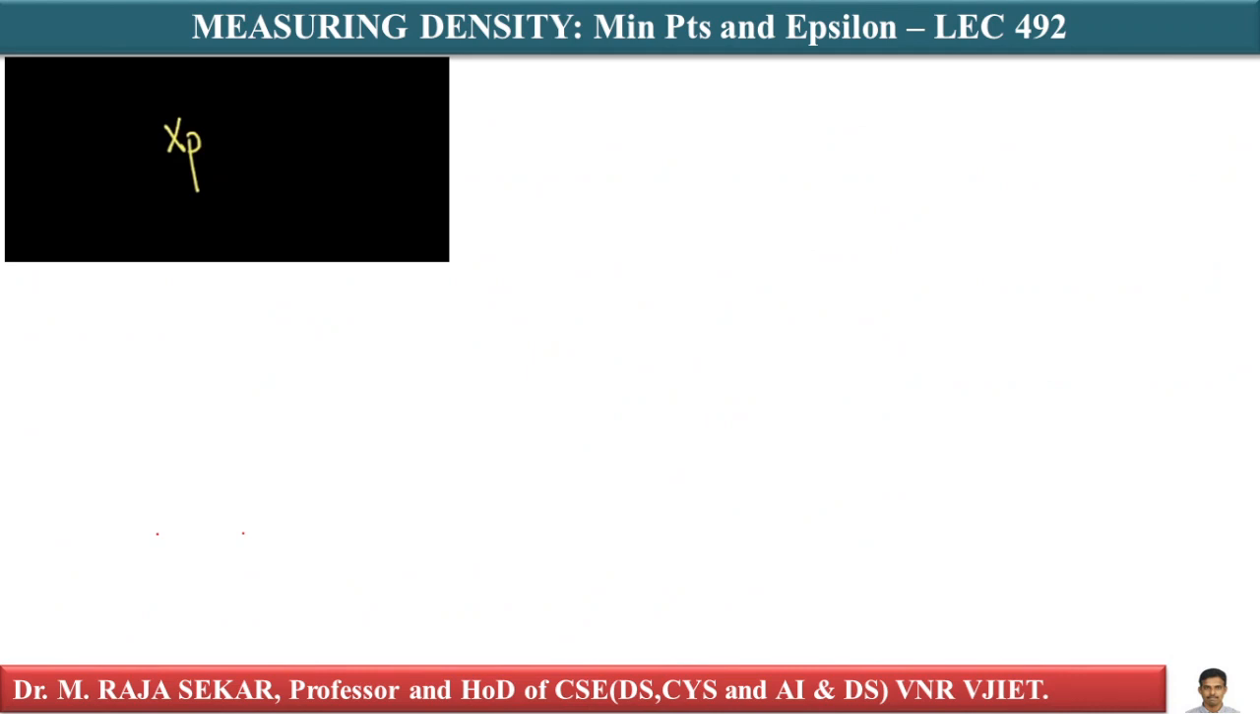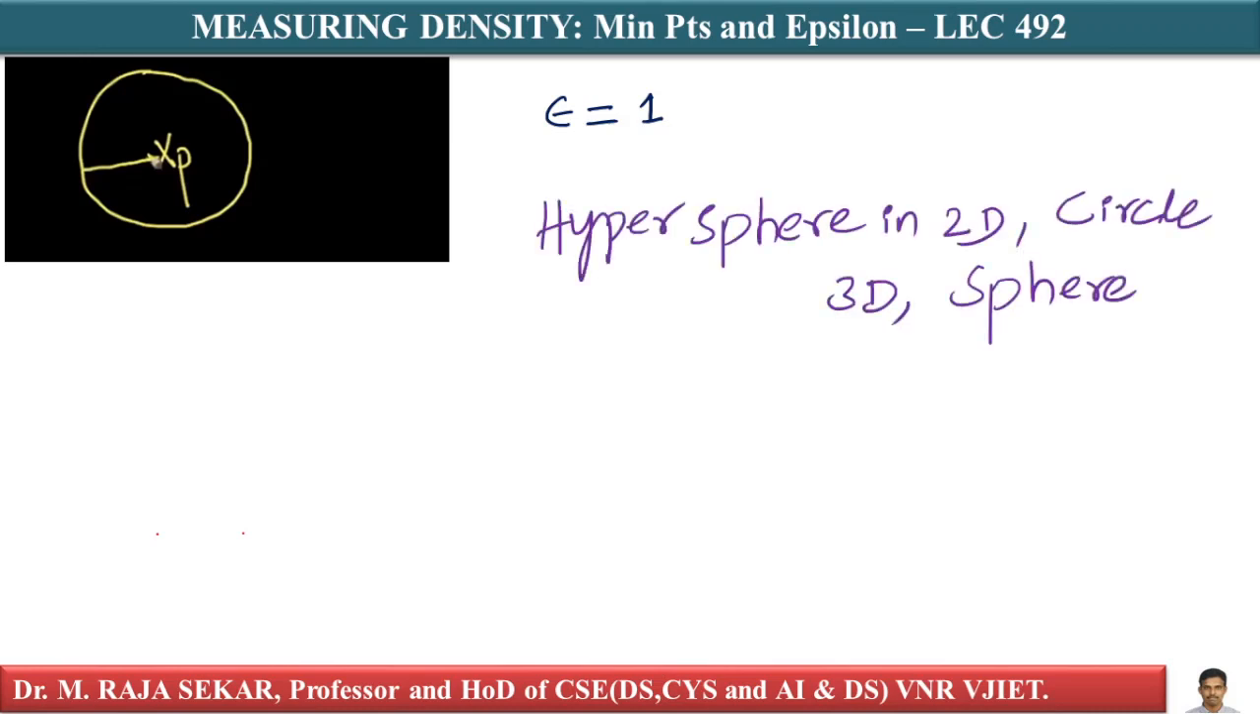Imagine this point as P. Let's assume I am given epsilon, and epsilon equals 1. Given this point P, a hypersphere in 2D is nothing but a circle. In 3D it is a sphere. So given a point P, let's assume this circle is formed with radius epsilon, where epsilon equals 1. This epsilon equal to 1.0 is the radius.